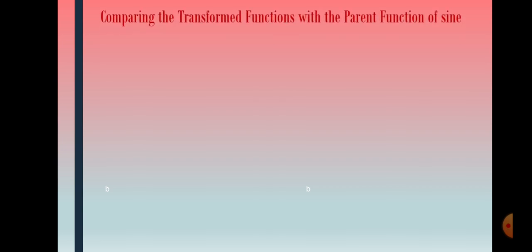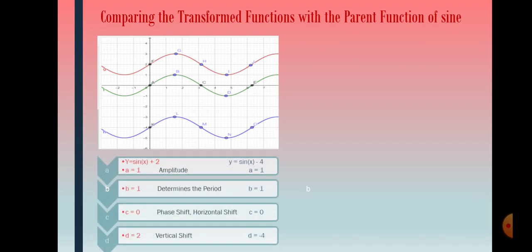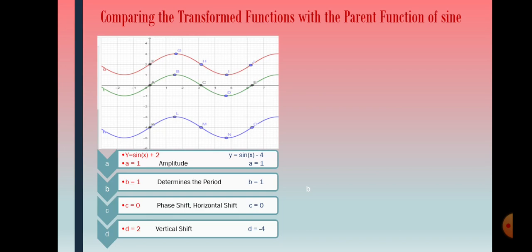Okay, so let's see. When comparing your work with the transformed functions with the parent function of sine, the parent function of sine is the green line, okay? The red line is y equals sine x plus 2, and the blue line is y equals sine x minus 4. And if you notice, if I compare the red line with the green, we have a vertical shift, so it moved up, right? So we have a vertical shift of 2 units.